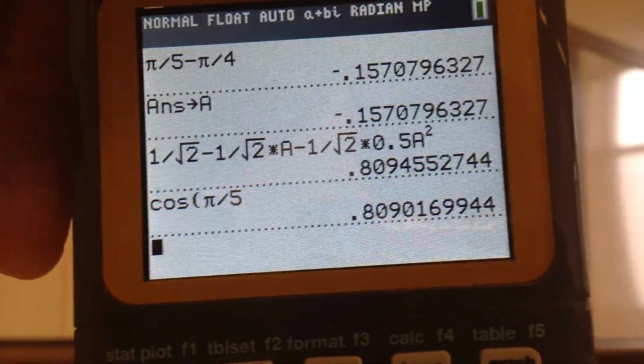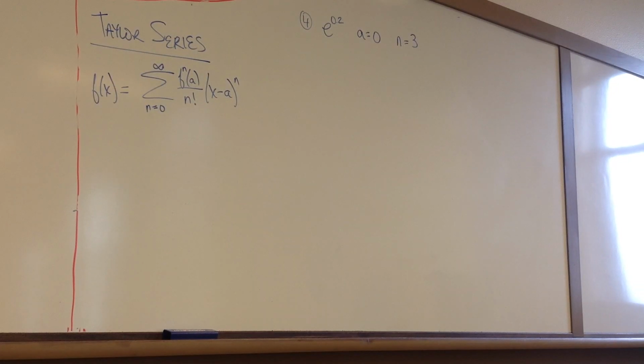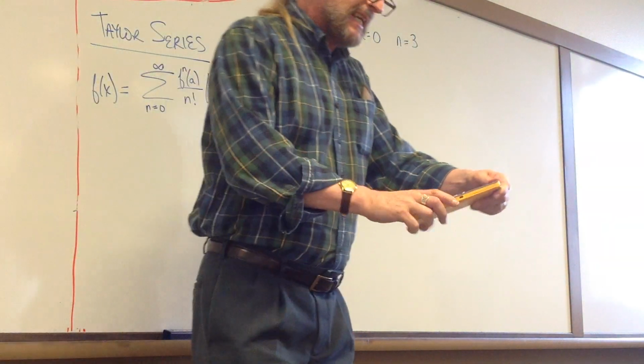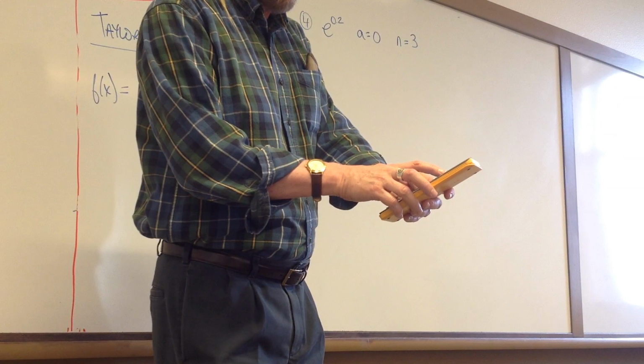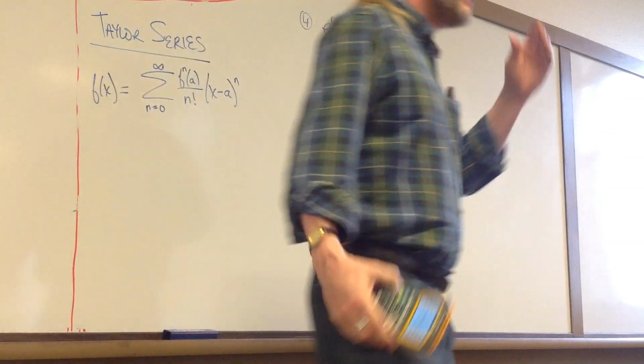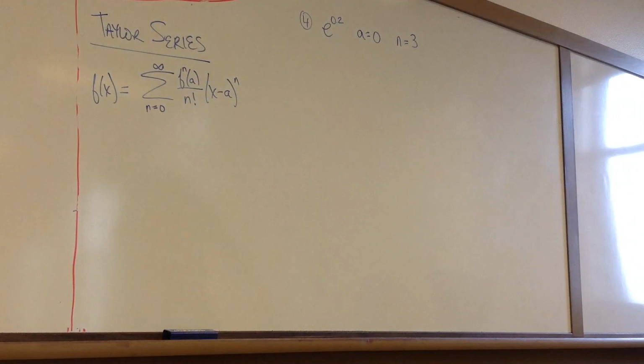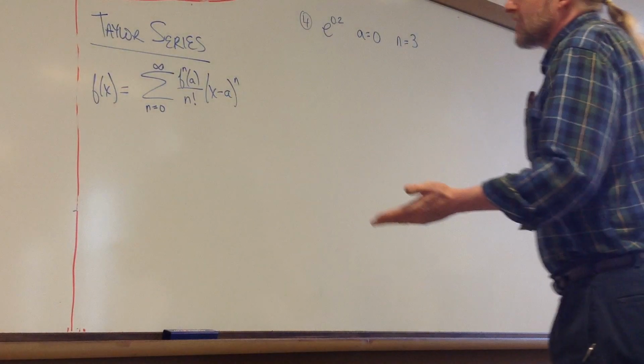cosine pi over 5 that I've typed in down here at the bottom of the screen, all the calculator is doing there is taking a longer approximating polynomial. Okay? It's taking an approximating polynomial that's long enough to give us, let's see, 4, 6, 8, 10 digits of accuracy. And then it just stops. It's just a better approximation.